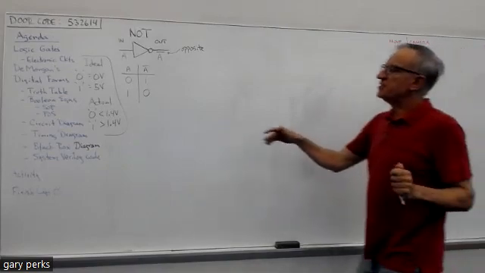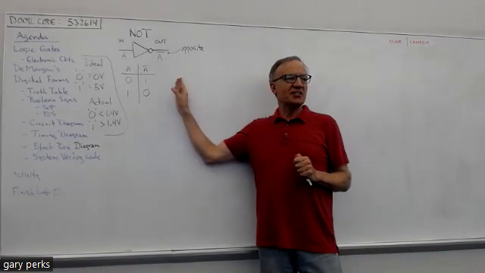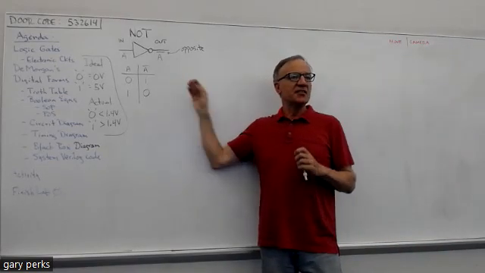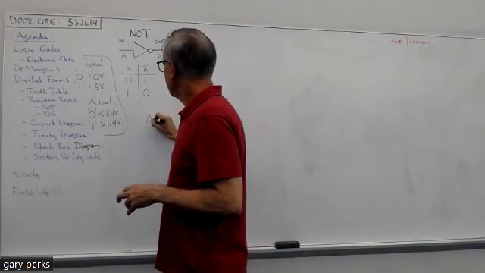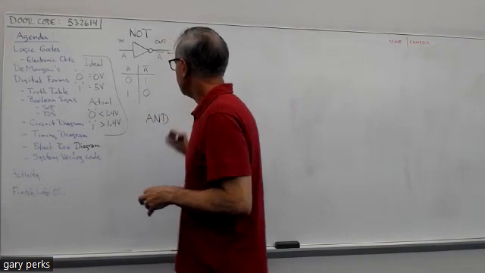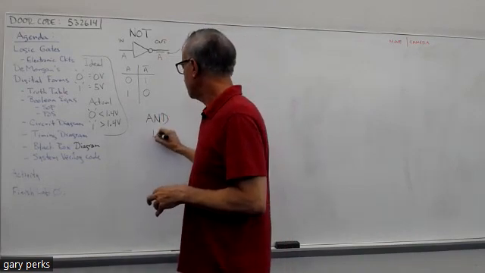All right, so any questions up to this point before we move on to the next gate? Okay, the next gate we're going to talk about is the AND gate. And the AND gate has this symbol.